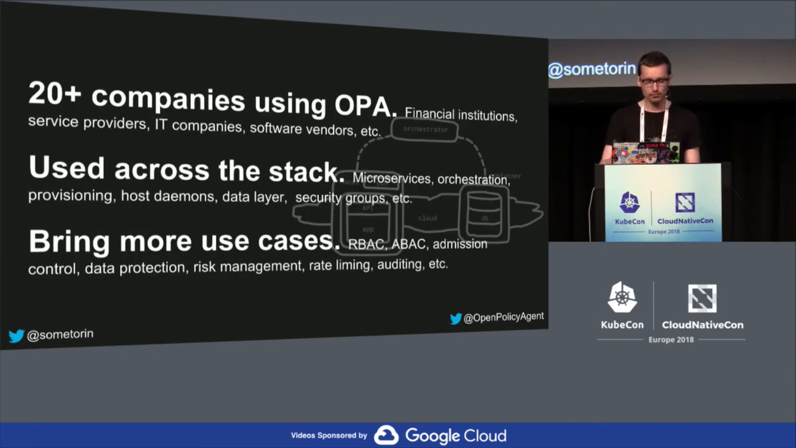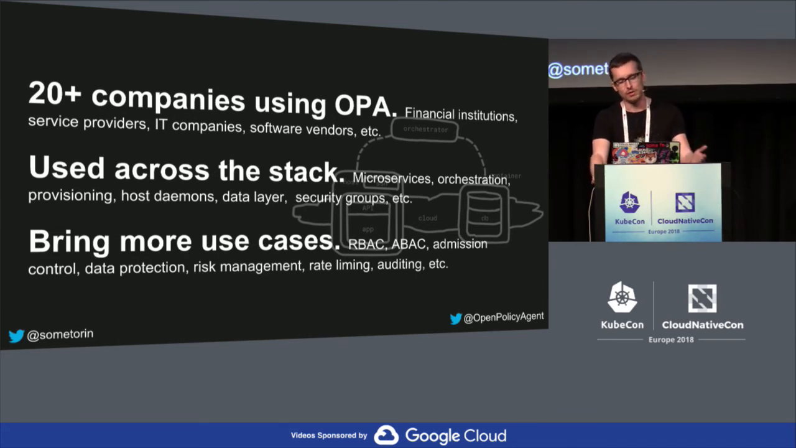So this is sort of where we're at today. We have 20 plus companies using OPA actively across a bunch of different fields or industries like finance, service providers, IT companies, software vendors. And they're using OPA across the stack to enforce authorization policies in microservices and orchestrators, admission control, and so on. They're controlling things at the host layer. They're trying to protect their data. And it's really neat to see them gain a lot of value out of having this general purpose solution.